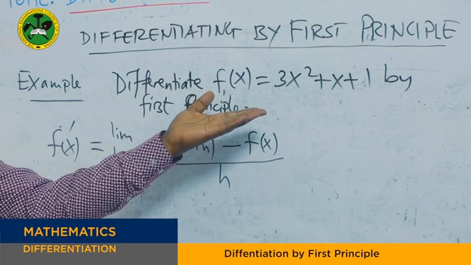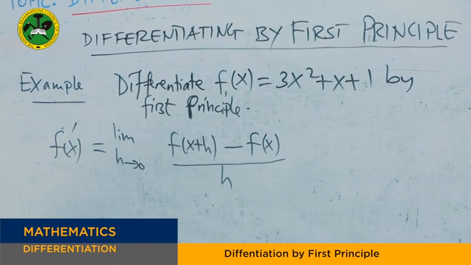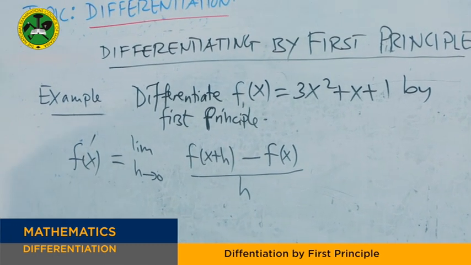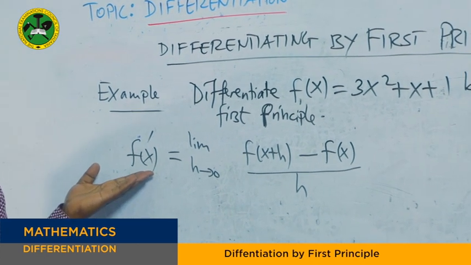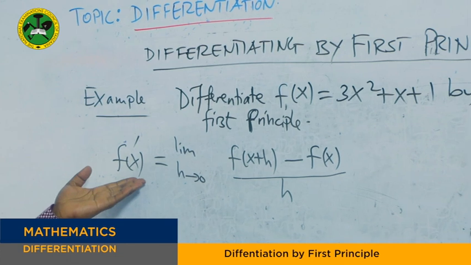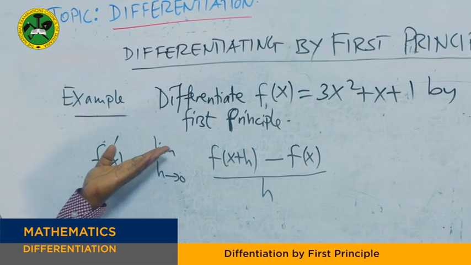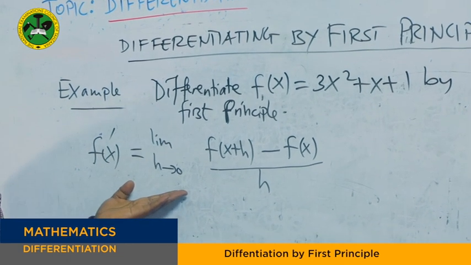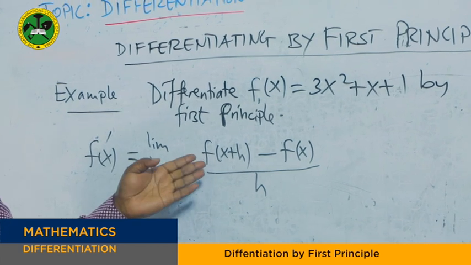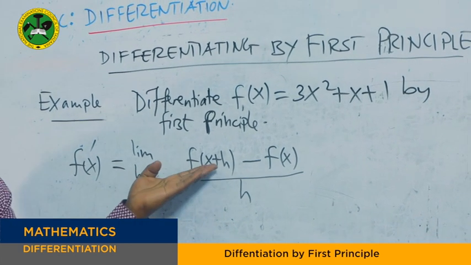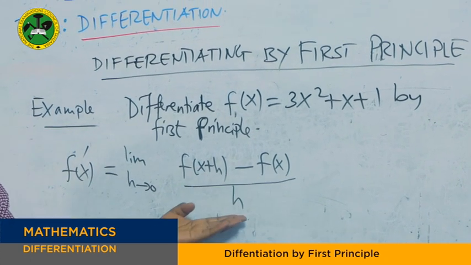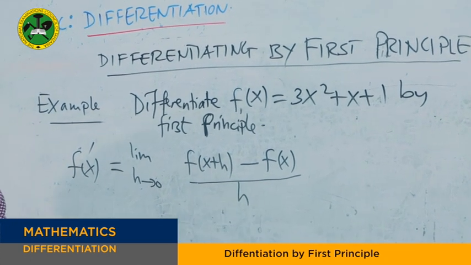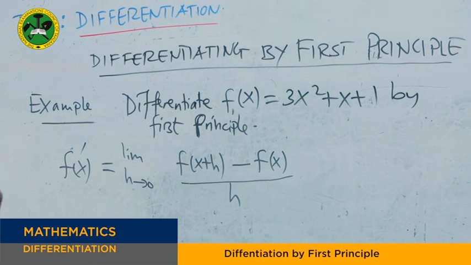Remember, this is a quadratic function. Our general formula is the same. That is, if we want to find the derivative of a function by using first principle, we just take the limit as h approaches 0 of f of x plus h minus f of x divided by h. h is the same as a small change in the variable x.